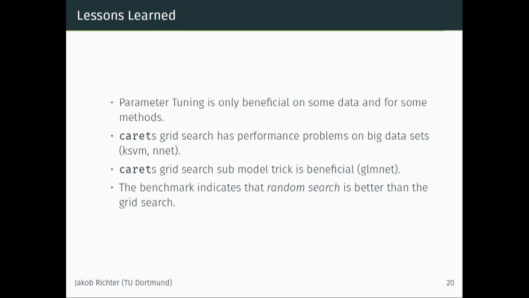And yeah, the Caret grid search has performance problems on big data sets. I didn't include these results here, but that was a bit strange to me. I think there's something strange going on with copying the data or something. The random search in Caret is actually faster in some cases. But I could also observe that Caret does this submodel trick, for example, for GLMNet, that they just learn it on the big setting for entry, for example, and then you can access the performance of subsets of these models. Yeah, and the benchmark indicates that the random search is actually better than the grid search.